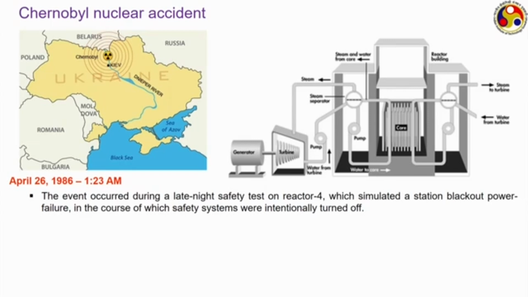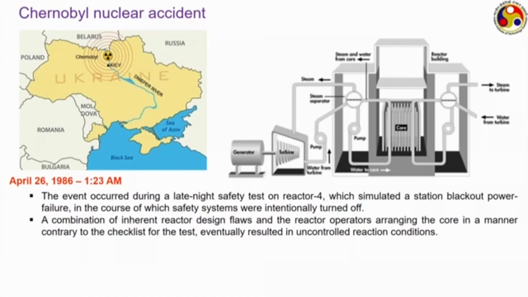They were doing a late night safety test on reactor 4. The test started on April 25, but because of certain issues it was delayed to these late hours, and they were trying to simulate a station blackout power failure, in which, as a part of the experiment, all the safety systems were intentionally turned off. So, the system didn't have any safety system under operation at the time of this experiment, which was the first major mistake that they made.